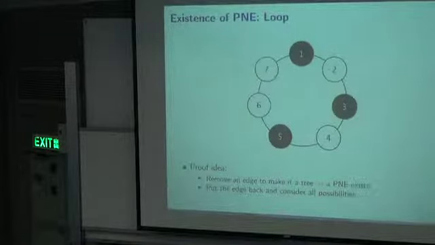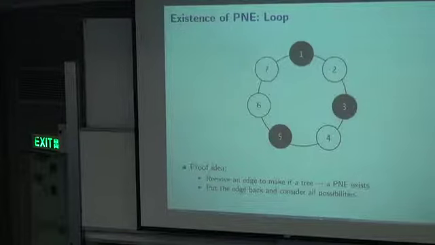Good. The second example that always has an equilibrium is a loop. The key idea of proving a loop always has an equilibrium is, first, let's make a cut here so that the loop becomes a line, which is a special case of a tree. In that case, you will have an equilibrium. Now the difficult part is to put this edge back.